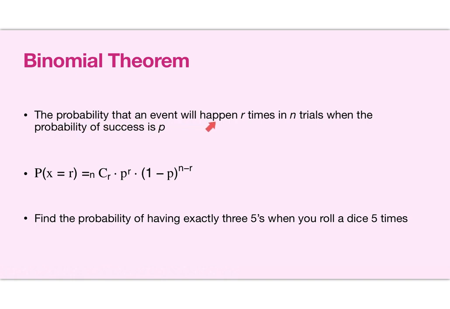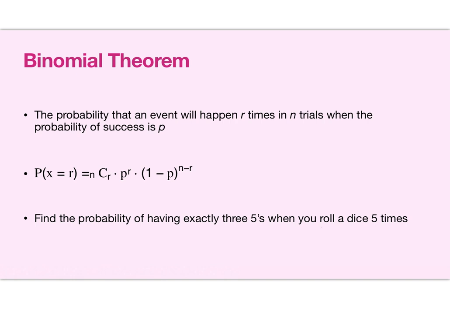The probability that an event will happen r times, so in our case, we'll look at an example in a second, in n trials, so n rolls of the die, n flips of a coin, n something else that happens, how many successes do I want? And then the probability of success is p. So find the probability of having exactly 3 5s when you roll a die 5 times. Lots going on here, so we got to make sure we pick apart the right parts.